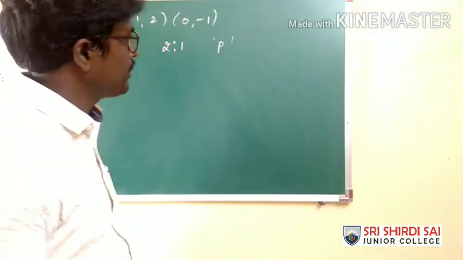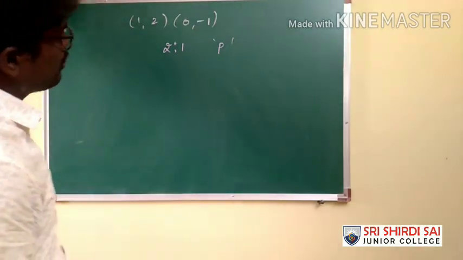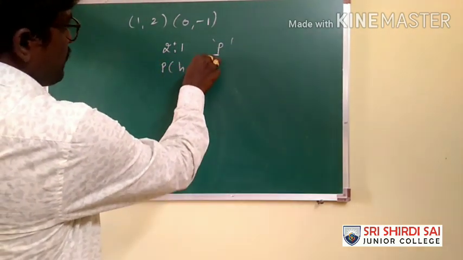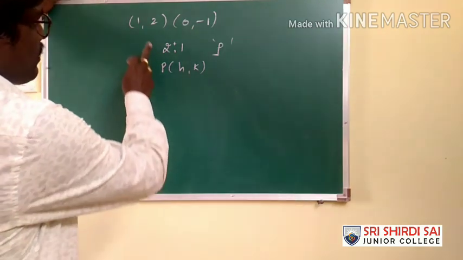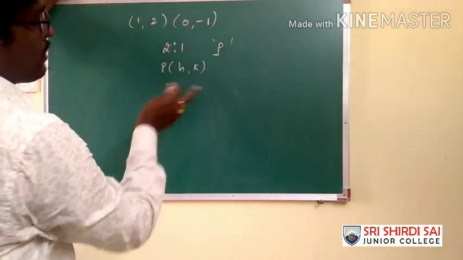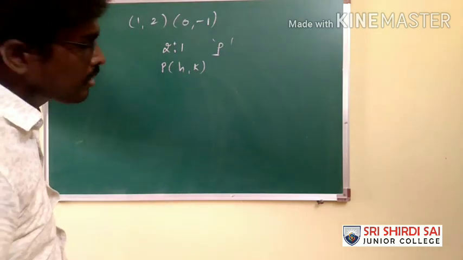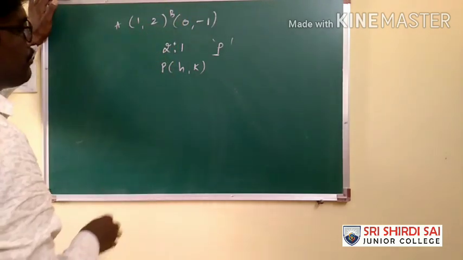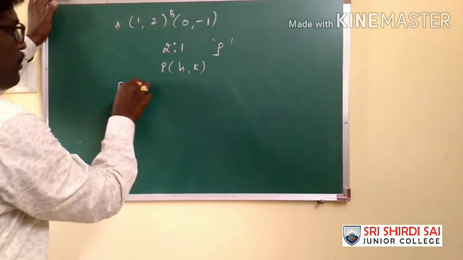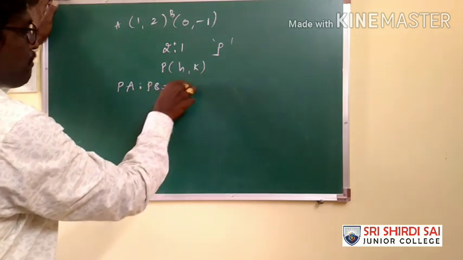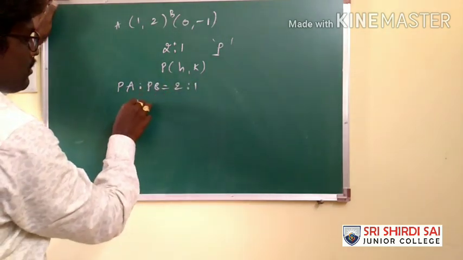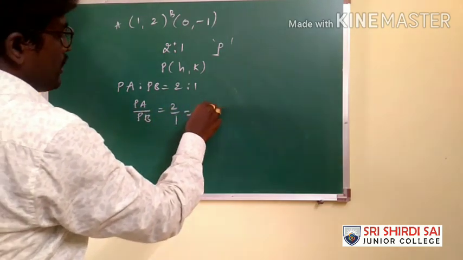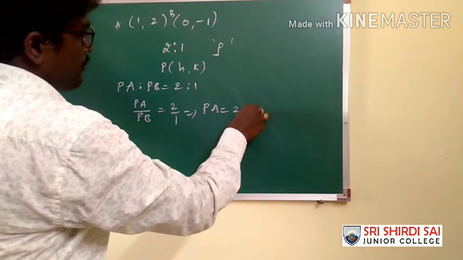Be careful, here we are given the ratio with the condition. Let P(h, k) be the required point on the locus. The distances between P and these two points are in a given ratio, so what is the locus? Let's take this is some point A and this is some point B. Here we are given that PA is to PB is equal to 2 is to 1, nothing but PA by PB is equal to 2 by 1. That implies PA is equal to 2PB.